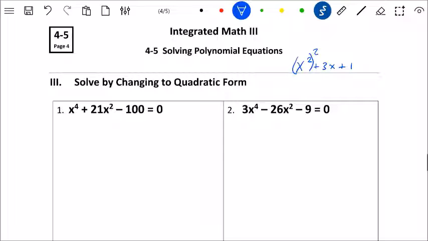And actually, it doesn't even have to be with the 3. I'm going to take just the variables and square them. So what I get is x to the 4th plus 3x squared plus 1. But I could rewrite that as x squared, squared, plus 3x squared.